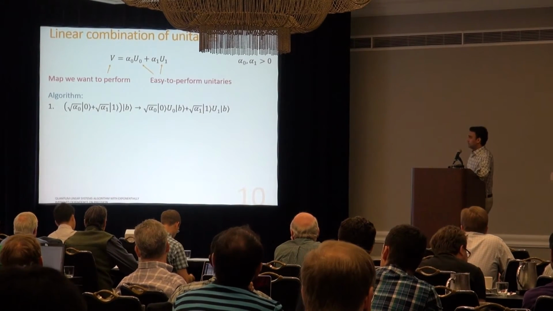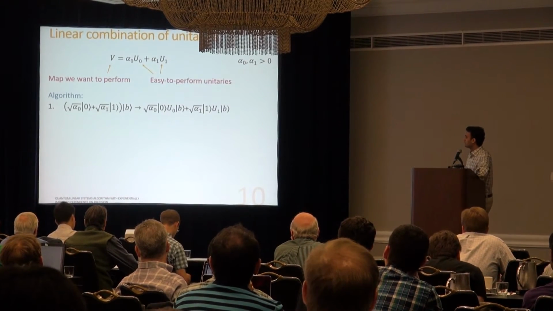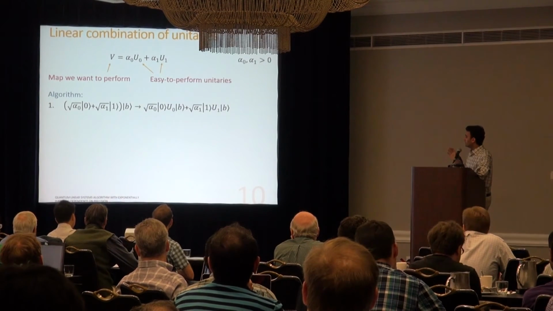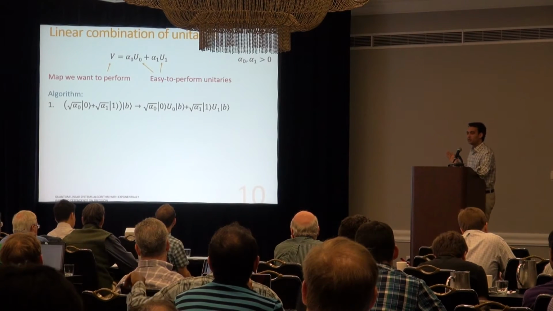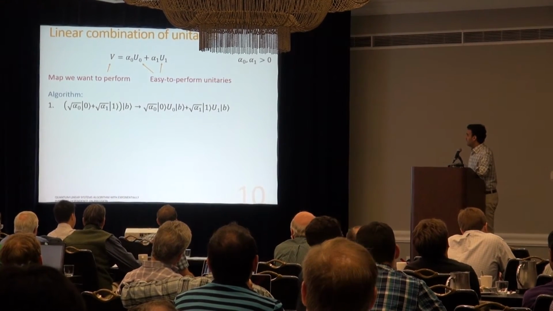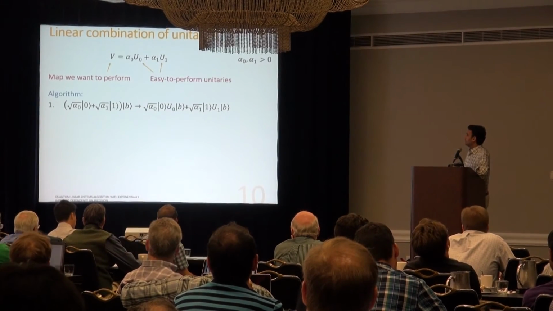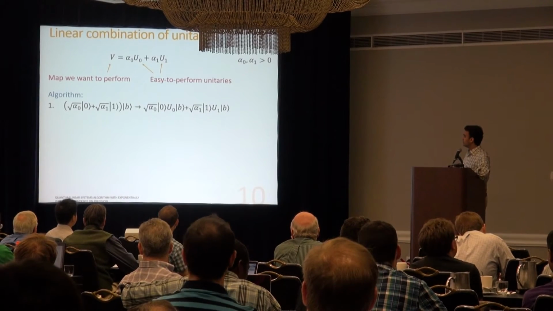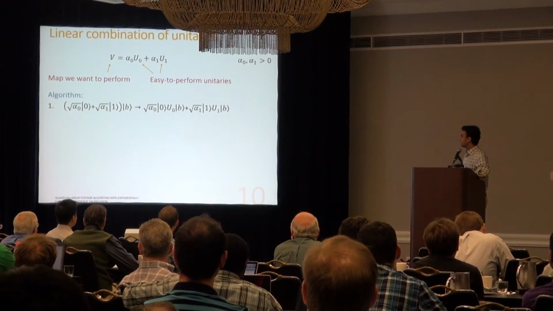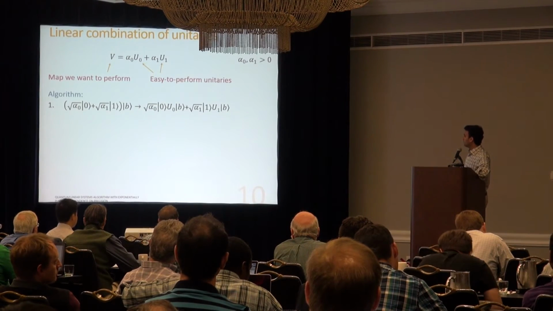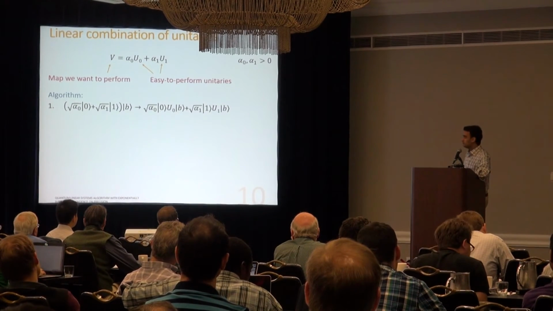The first step is you prepare a qubit in the state square root of alpha 0 ket 0 plus square root of alpha 1 ket 1. The second register is the state on which you want to apply V. So that's just your input state ket B. That's your starting state. And on this starting state, you apply a controlled operation that reads the first qubit. And if it's a 0, it applies U0 on the second register. If it's a 1, it applies U1 on the second register. So if you do that, the state you end up with is the state written on the right.